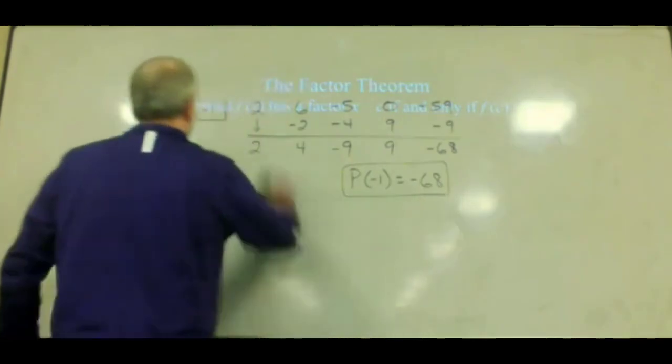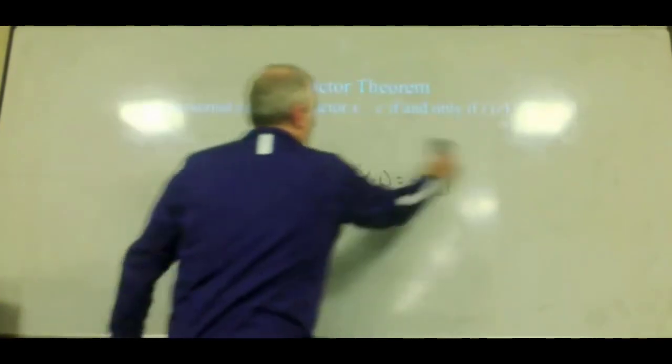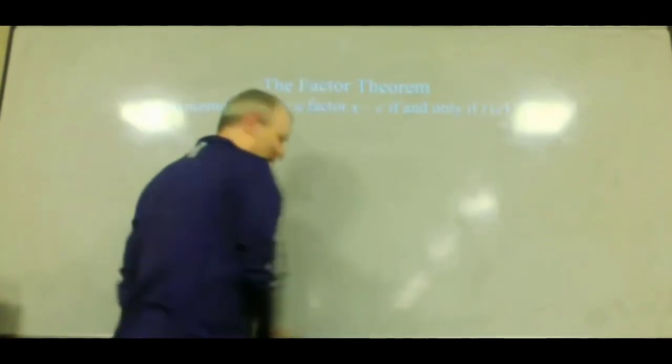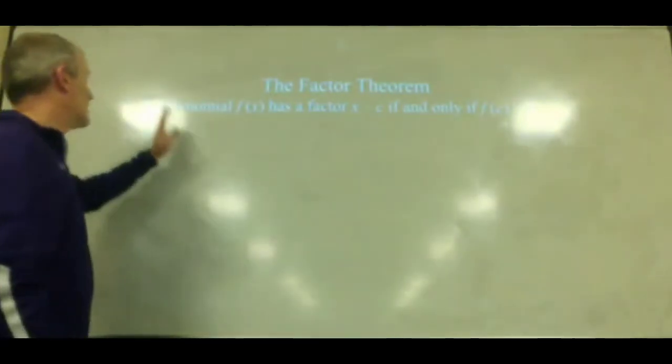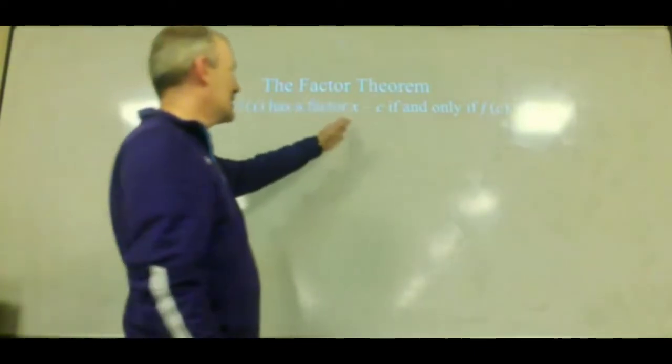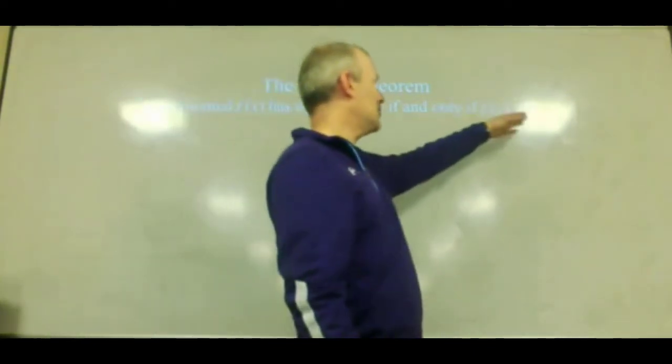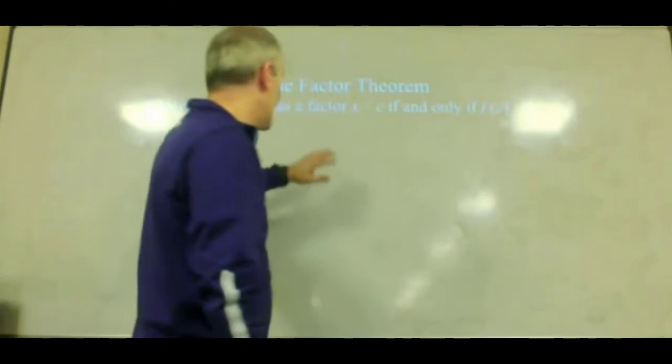All right, the factor theorem. Now, this theorem is a direct result of the previous theorem we just talked about, the remainder theorem. Here's what the factor theorem says. A polynomial f of x has a factor x minus c if and only if f of c equals 0. Or actually, it's related to the previous one, I should say.